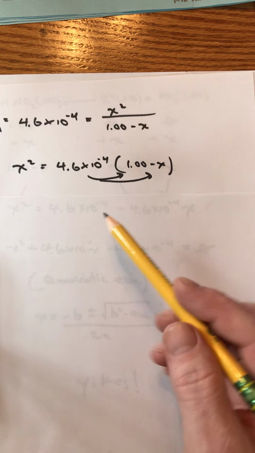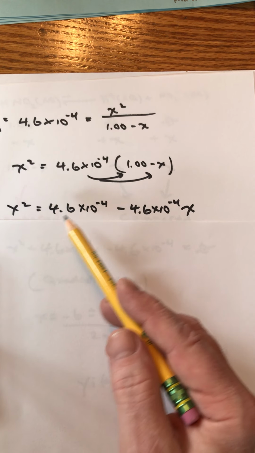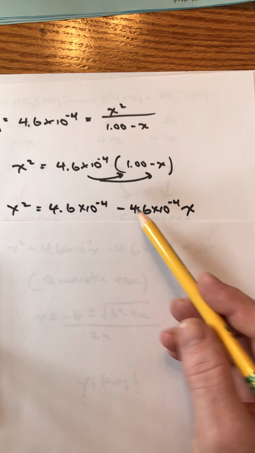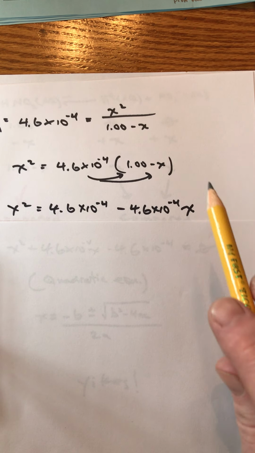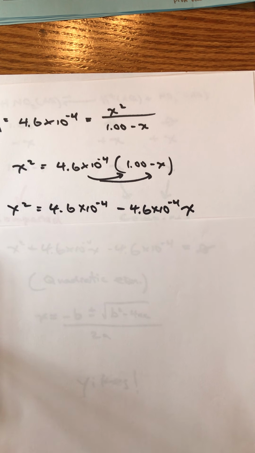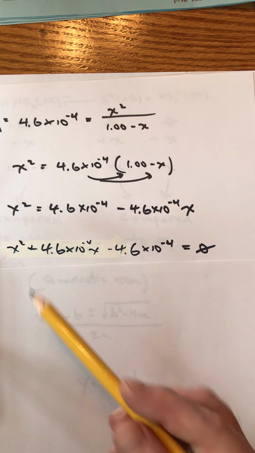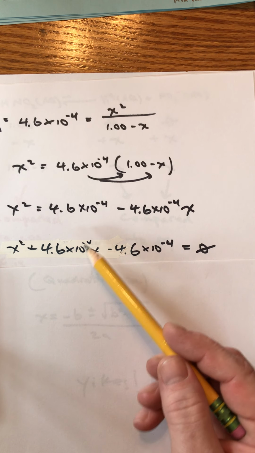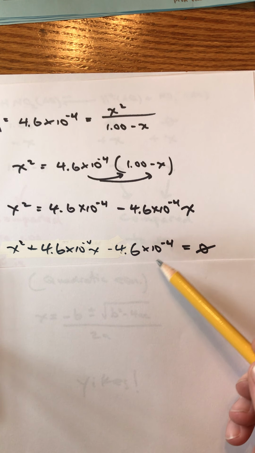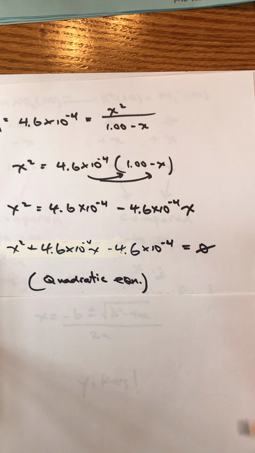I can distribute that. I could say x squared is equal to 4.6 times 10 to the minus 4 minus 4.6 times 10 to the minus 4x. And I can flip those all over to the same side of the equation. I could set up a very classic x squared plus 4.6 times 10 to the minus 4x minus 4.6 times 10 to the minus 4 equals 0. That's a classic quadratic equation.